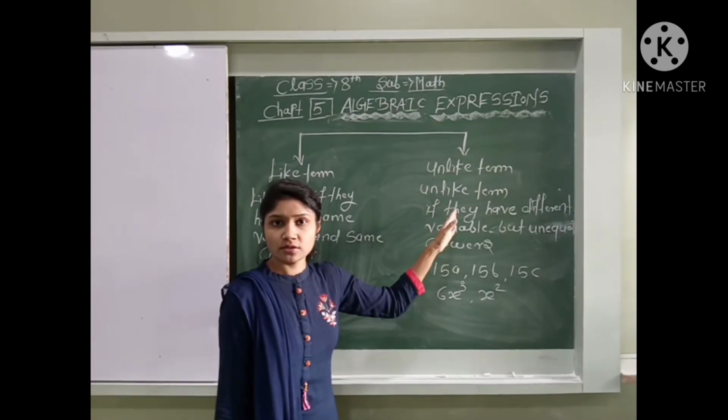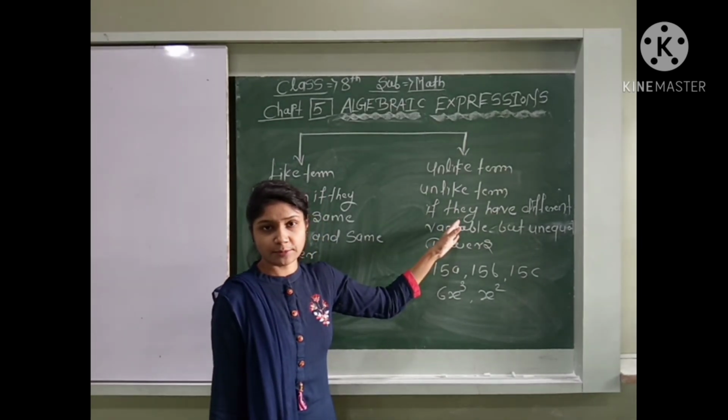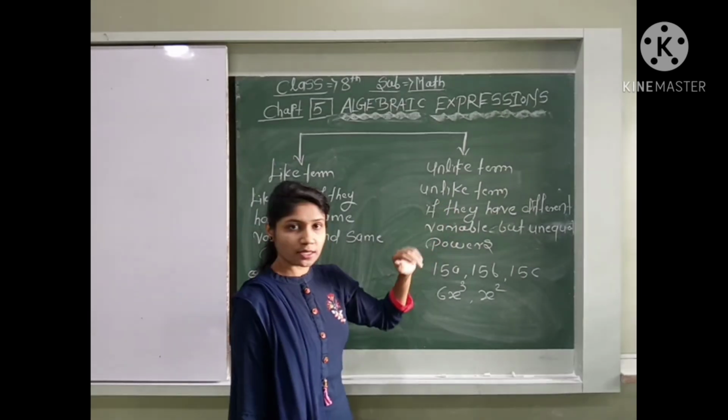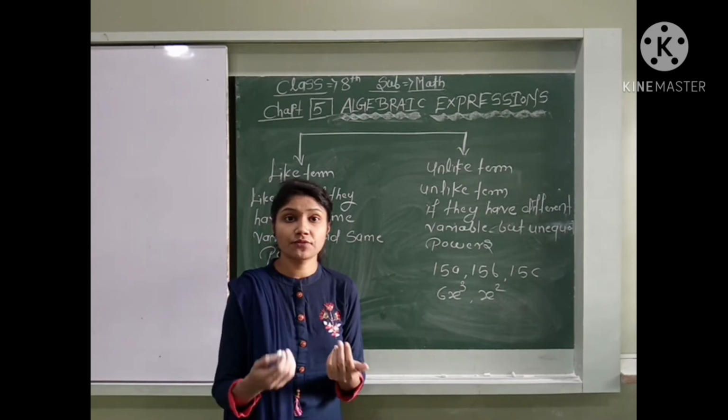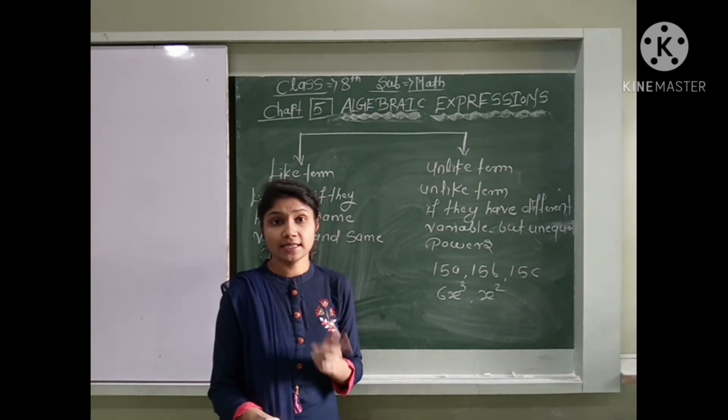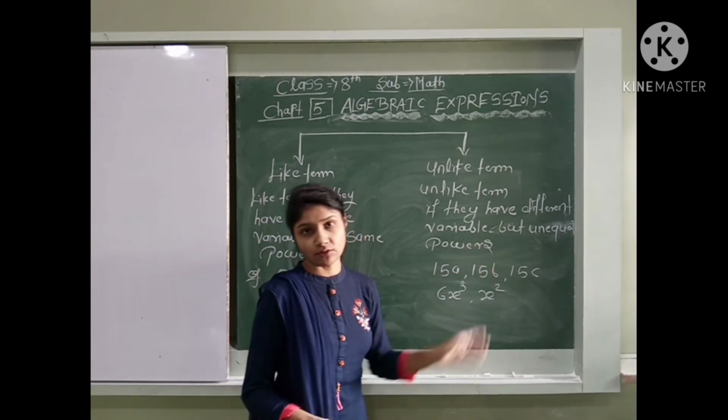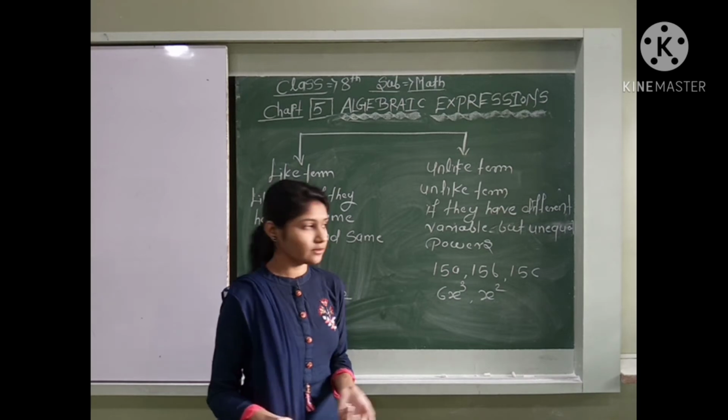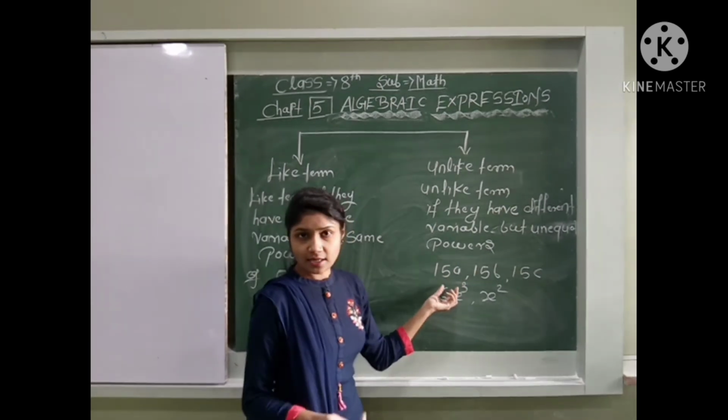Understand, student? Now, unlike. What is meant by the unlike? They are the opposite statement. What is the opposite statement here? Unlike term is what? If they have different variables and their powers are also unequal, then it is called an unlike term.